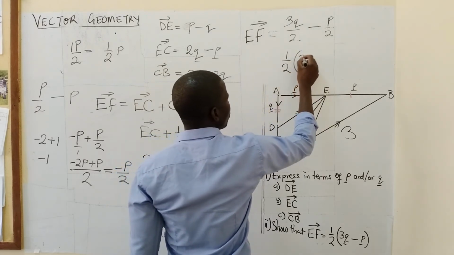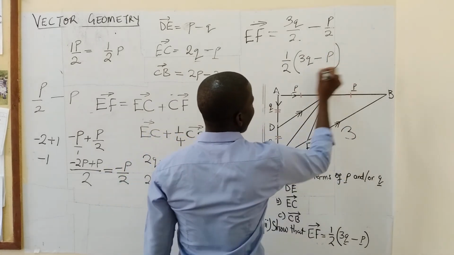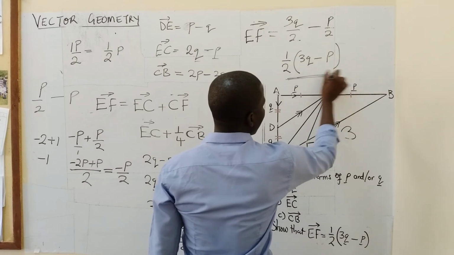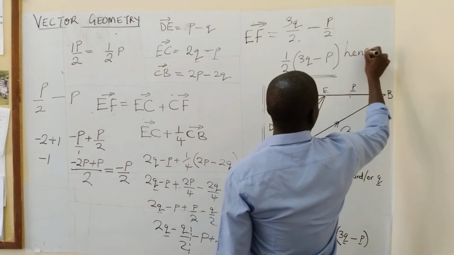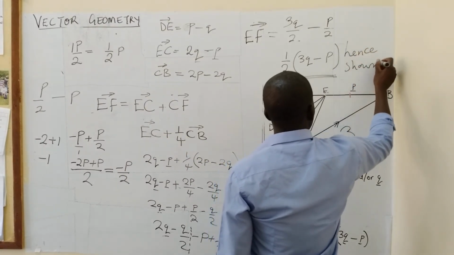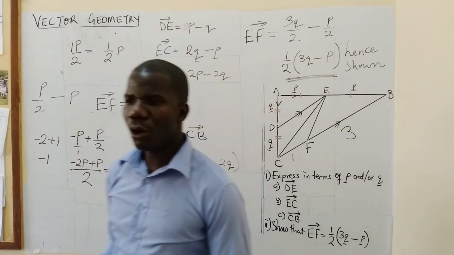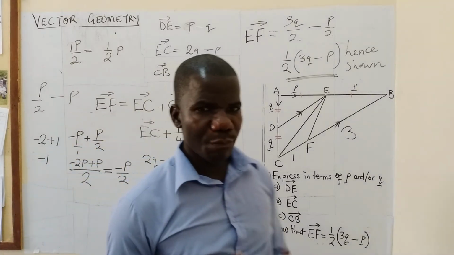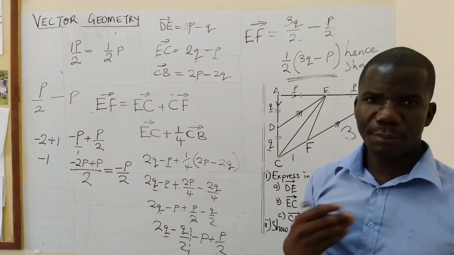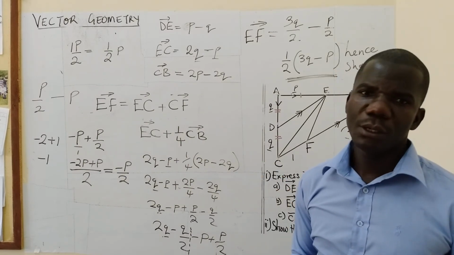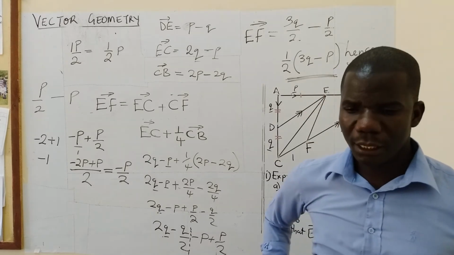So here we are going to remain with the 3q minus p. That is what we have here. 3q minus p. So, hence shown or proved. So this is what is expected of you. Just in case you've missed one point, you just have to make sure that you replay the video so that you get to capture that part which you may have missed at the beginning.